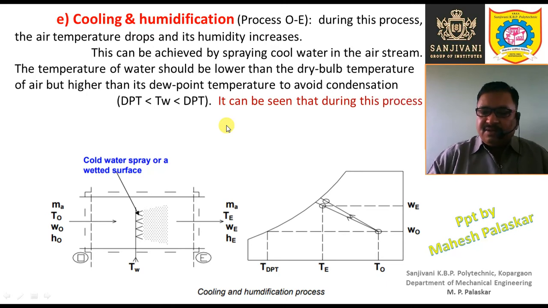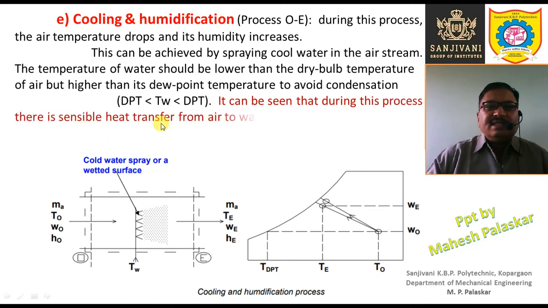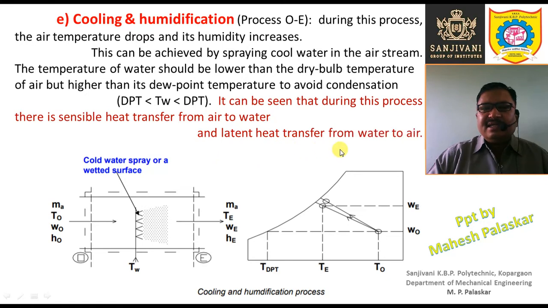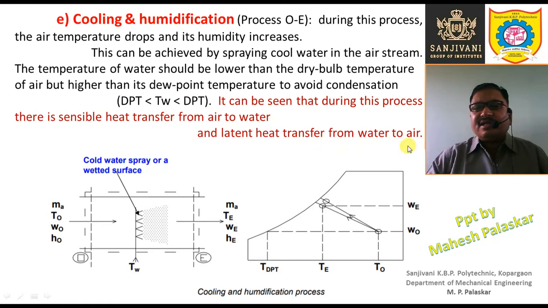So it can be seen that during this process there is sensible heat transfer from air to water. The water will remove the sensible heat from the air, therefore cooling takes place. The dry bulb temperature of the air is reduced. And latent heat transfer takes place from water to air, and therefore humidification of the air takes place.